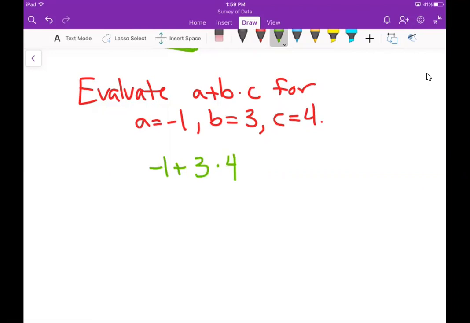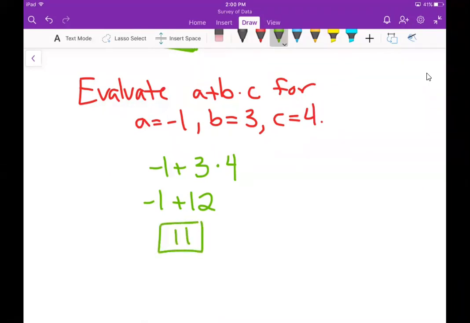What operation do I do first? Make sure you multiply before you add. So you leave the -1 and you take 3 times 4, which is 12. -1 plus 12 is 11.